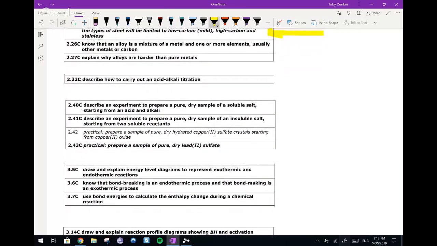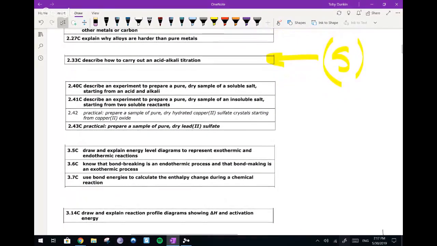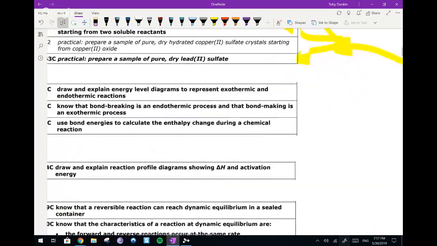Describe how to carry out a titration. It's going to be there. It's going to be worth 5 marks. Learn it. Describe an experiment to prepare a pure and dry salt. Guys, they're going to give you one of these, but I don't know which. You need to just learn all 3 and make sure you've checked it.